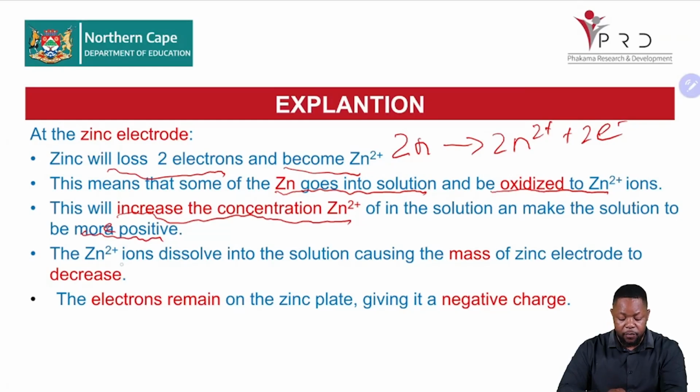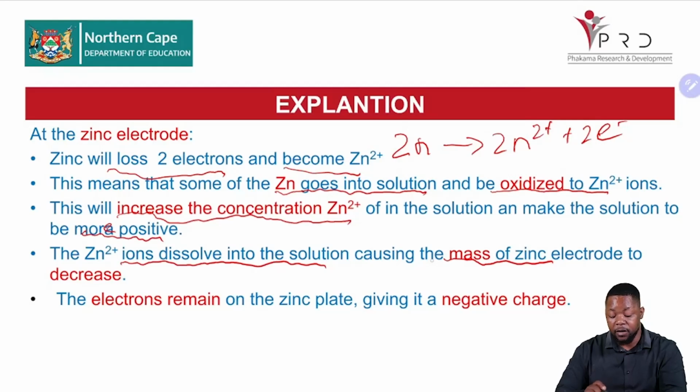The Zn2+ ions dissolve in the solution, causing the mass of the zinc electrode to decrease. Remember, the zinc is being lost as ions, therefore the mass of the zinc electrode is going to decrease, and electrons remain on the zinc plate, giving it the negative charge. So what we need to get from here is that the mass of the anode decreases as the cell continues to function, and the mass of the cathode will increase as the cell continues to function.